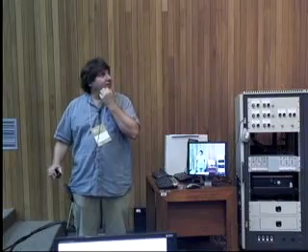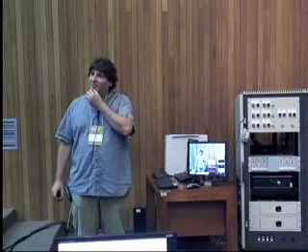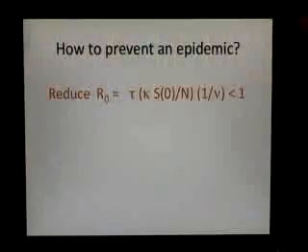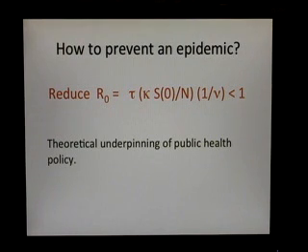How about making R naught less than 1? That's essentially what you said. If you can make R naught less than 1, then if your disease follows this model, you will not have an epidemic. So how do you make R naught less than 1? What I'm about to say is totally obvious, but it's really the theoretical underpinning for public health policy. It's the framework on which public health policy is built.